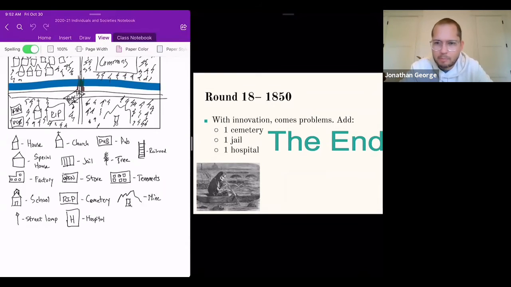So you've got to take a picture of it. I would use a phone. And you need to hurry. If you're going to redraw, you need to hurry. 18. That's it. We're at the end.